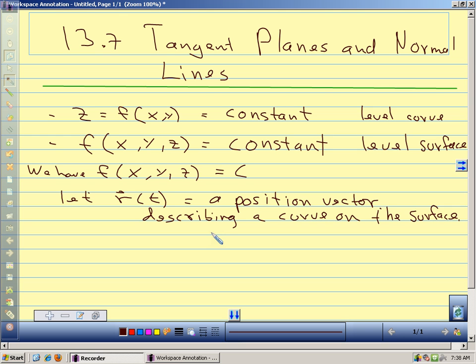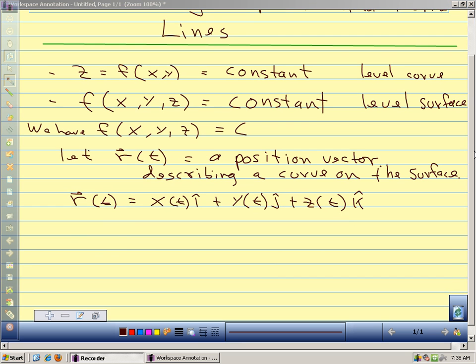We talked about these earlier in the chapter. And we're going to describe r of t in its component form: some function x of t times i, plus some function y of t times j, plus z of t times k. So this is our position vector in component form. And we have f of x, y, z as a constant.